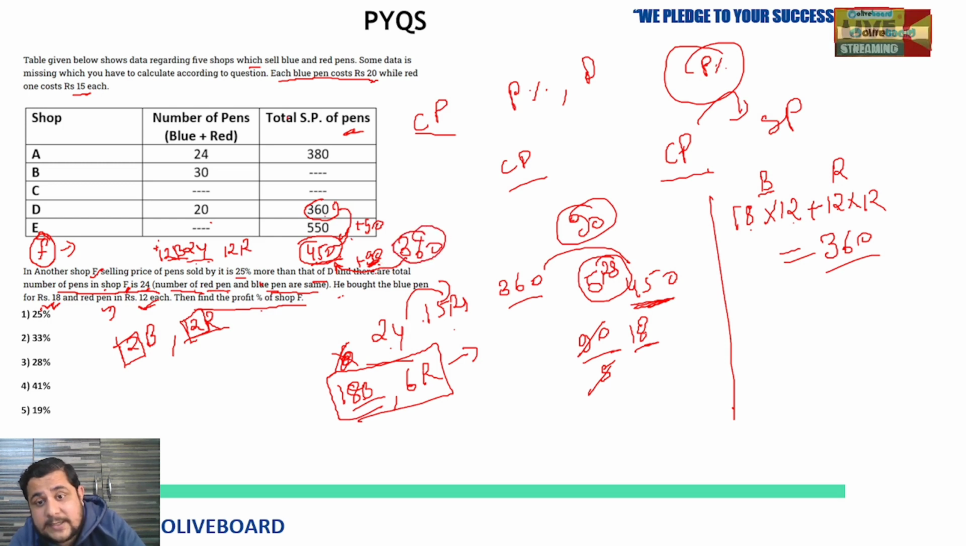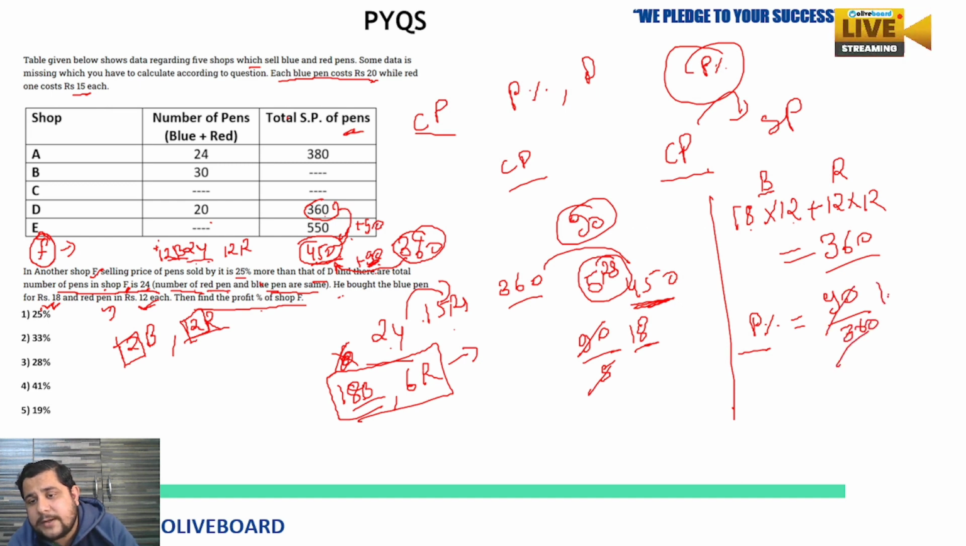The cost price is 360. So now we have to calculate the profit percent. Profit percent is profit upon cost price multiplied by 100. So 90 upon 360, right? When you calculate it, it is 1 by 4 multiplied by 100%. You can directly see 1/4 is 25% only. You can directly convert through fraction also. So you are getting 25% profit.